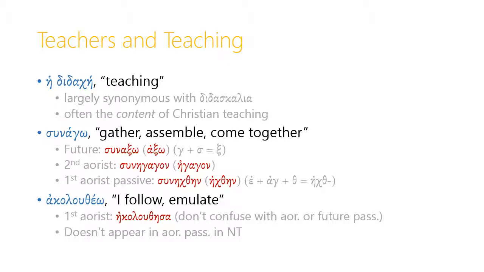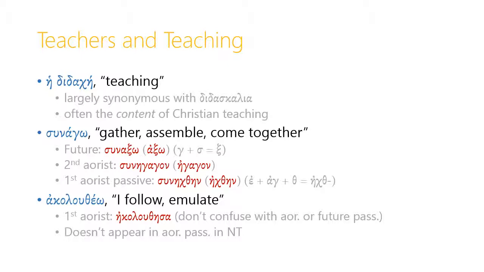Akolutheo is another useful verb when we're talking about teachers and teaching, because this is a common term for the activity and the role of the student. The student wasn't understood just to come and gather information. Students were generally thought of as what we would call a disciple, as a follower of their master. And so akolutheo means I follow, and also metaphorically means I emulate, I imitate, which is what students or disciples were intended to do.